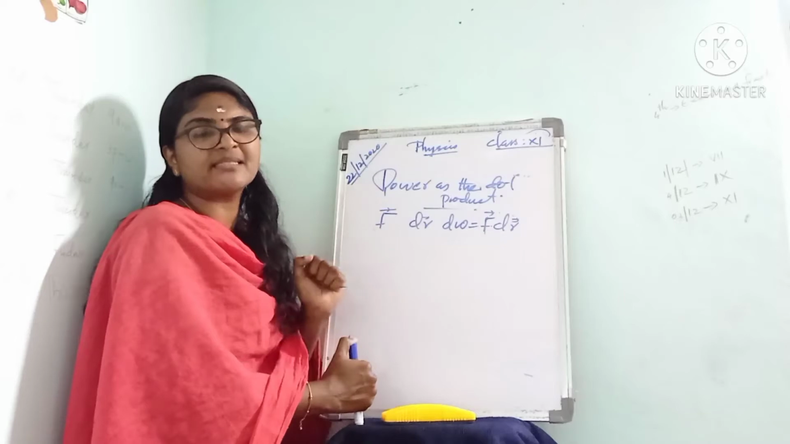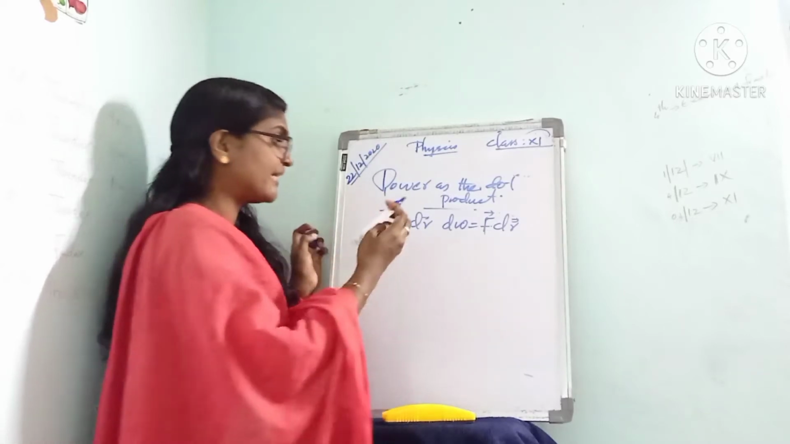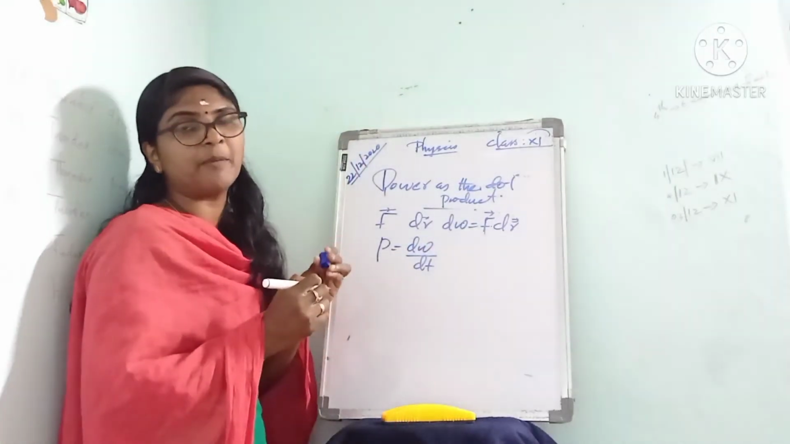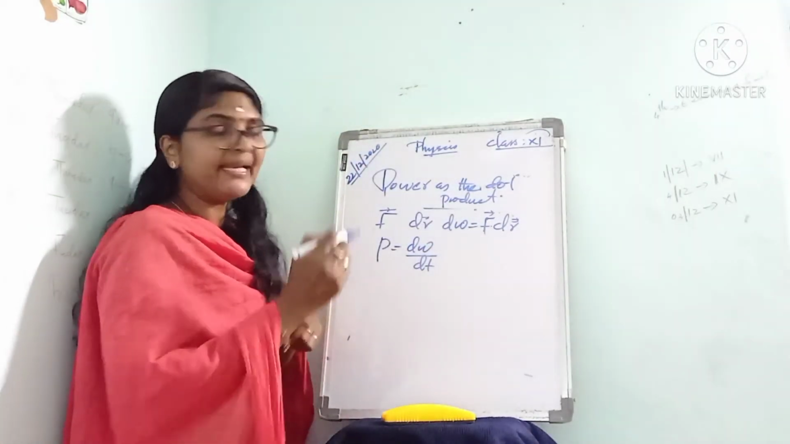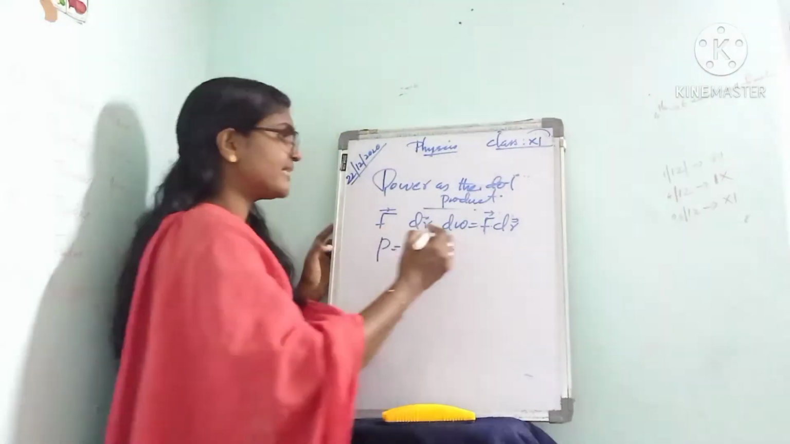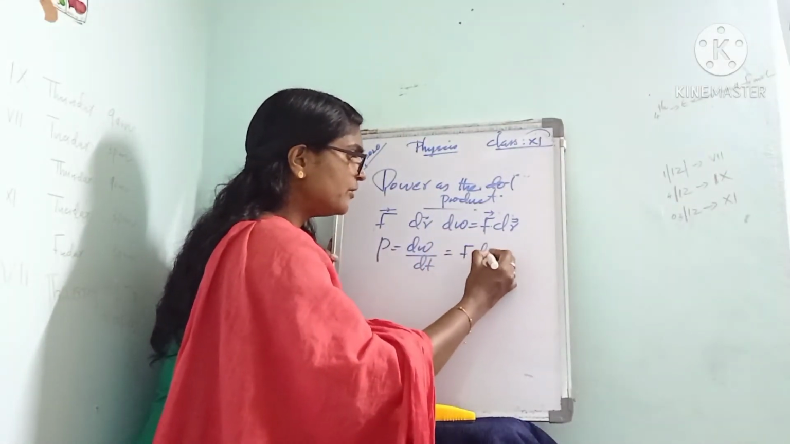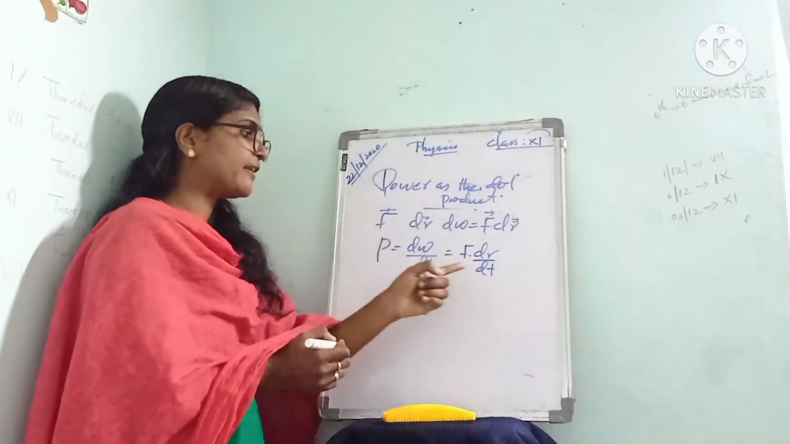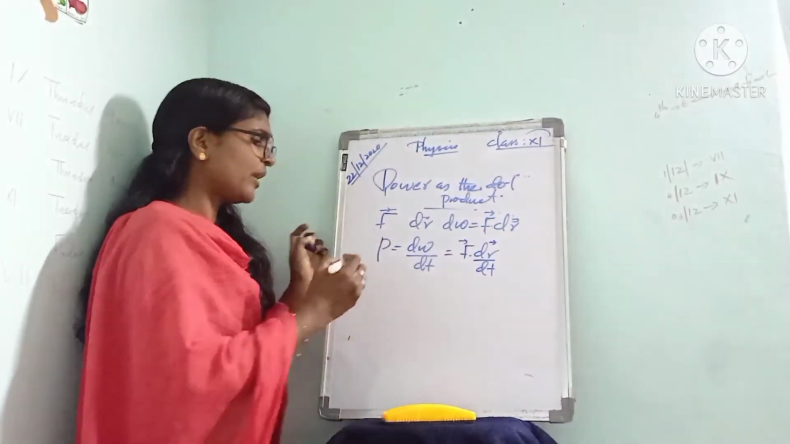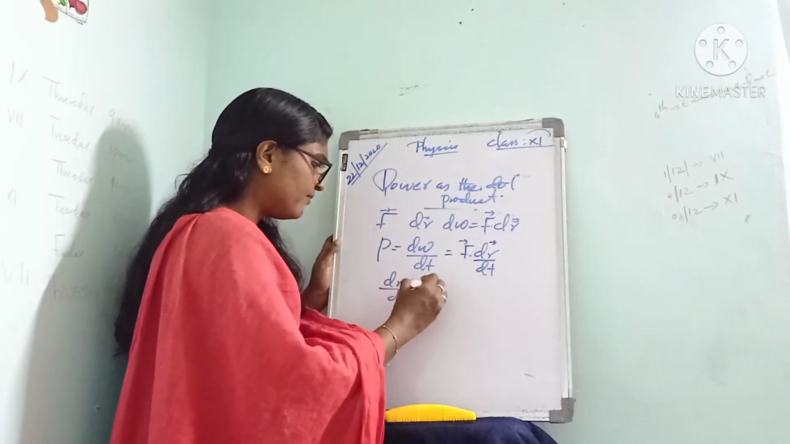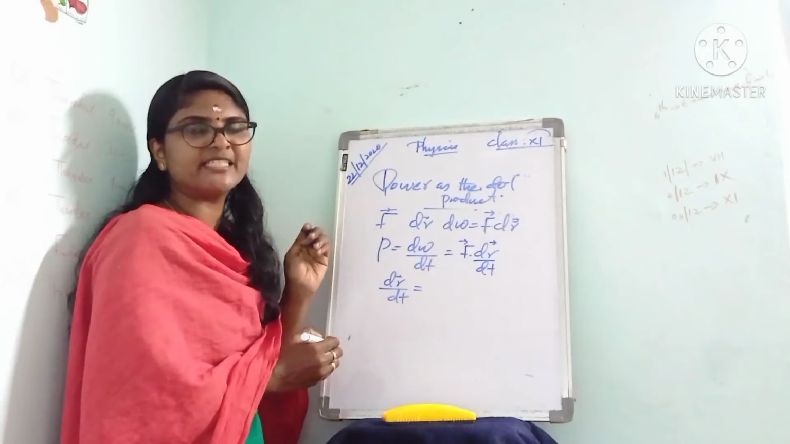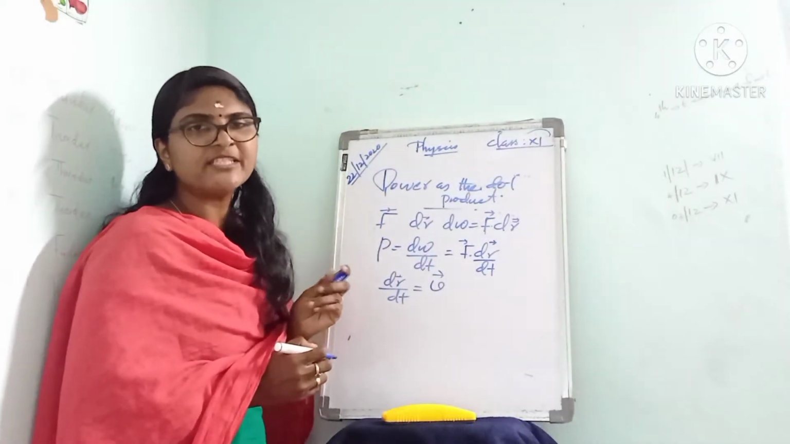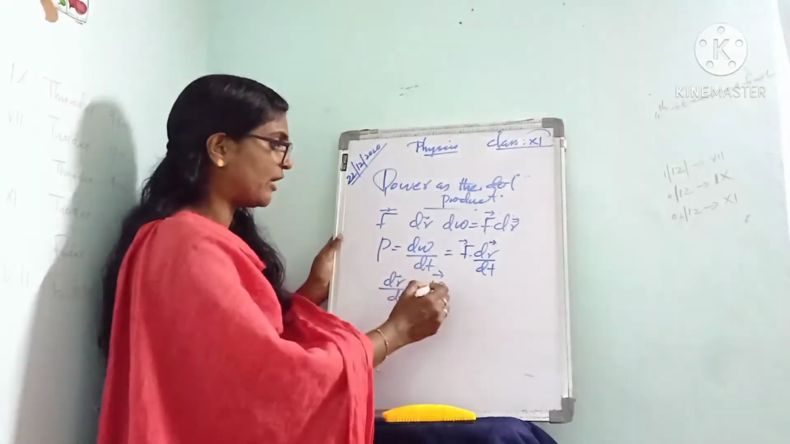Next we can express the instantaneous power. The instantaneous power P is equal to dW by dt. Then what is dW? It is F dot dr, divided by dt, so F dot dr by dt. But dr by dt is the rate of change of displacement, which is the instantaneous velocity v.